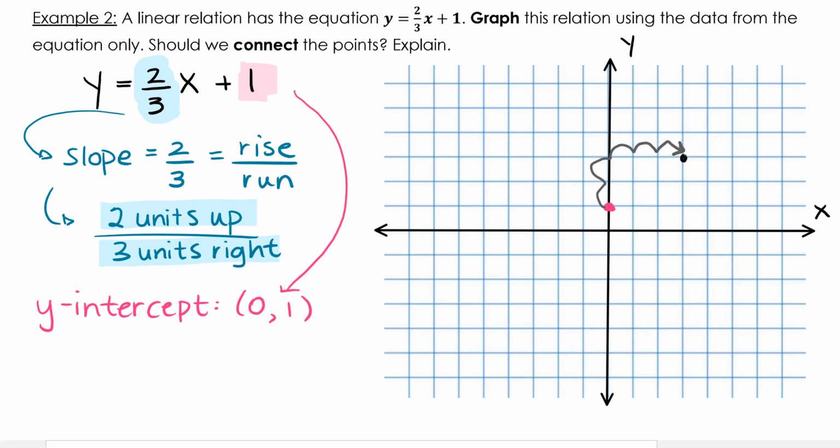Here's our next point on the graph. Use that to count out the next point. 1, 2, 1, 2, 3. And you can also count backwards to generate points in the other direction. The opposite of 2 units up and 3 units right is 2 units down and 3 units left.